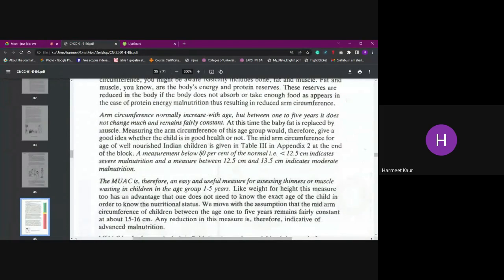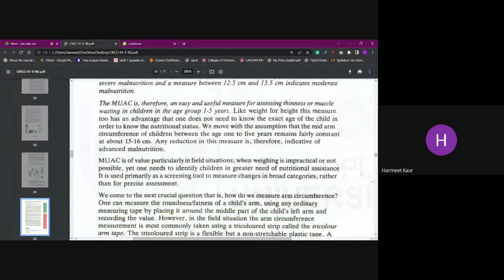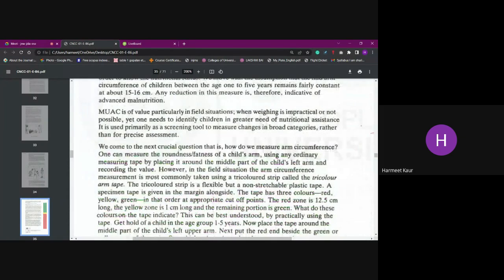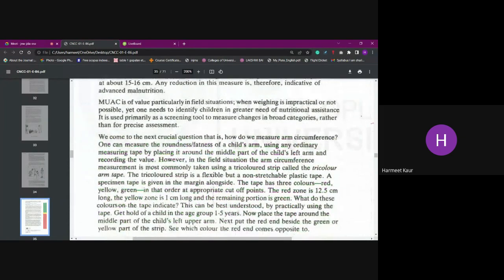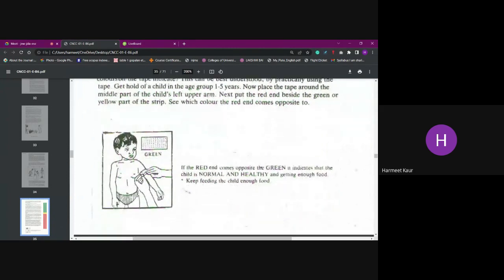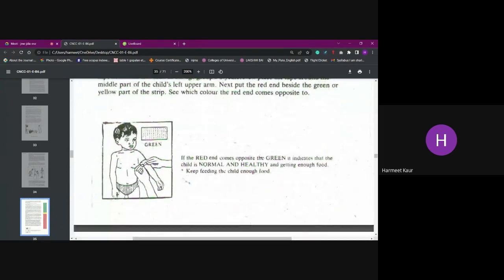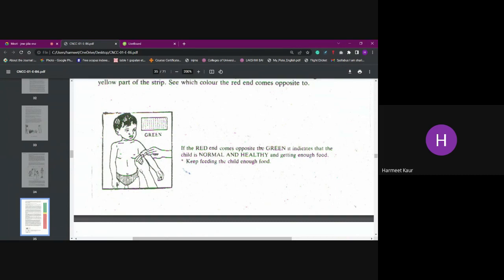And how you actually do it is, as I told you, you have to locate the midpoint of the elbow point and shoulder point. So locate the shoulder point and the elbow point, and then at the mid of that you use a tape, which is also known as tricolor arm tape. Why tricolor? Tri means three, right? So three color tape. So that tape is very important. You can see in this case, right? So you can see this is the mid, mid of the shoulder point and the elbow point, and here is the point where you're going to take the circumference of the arm.